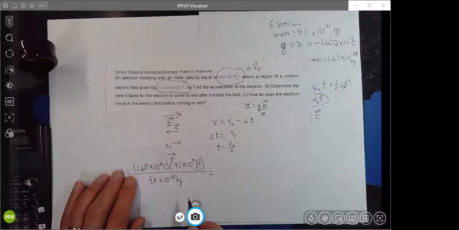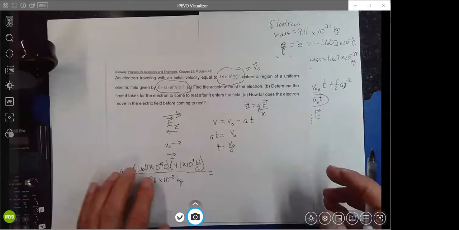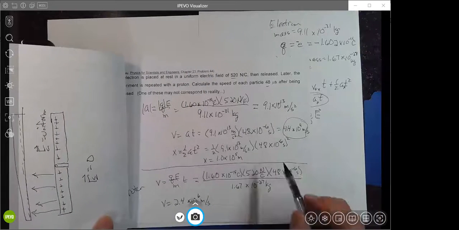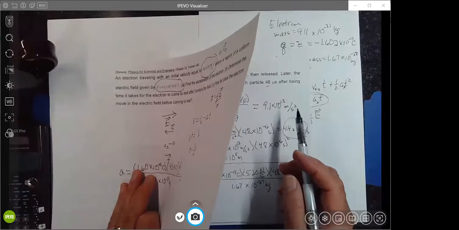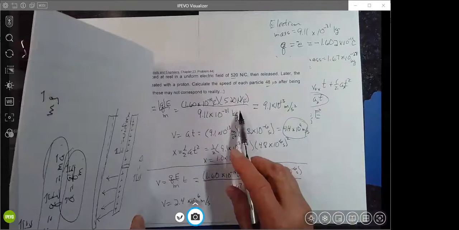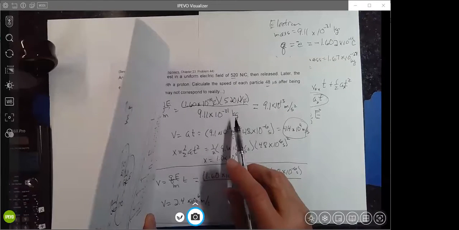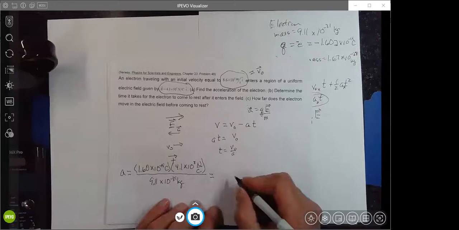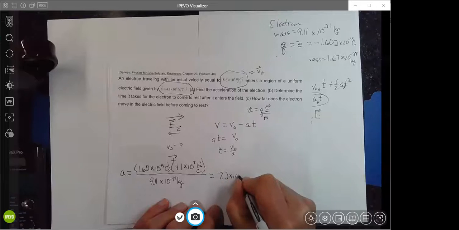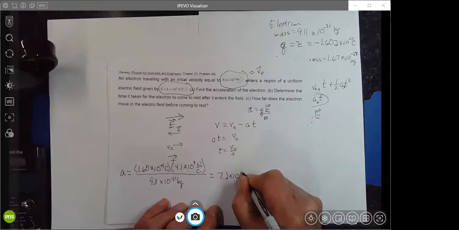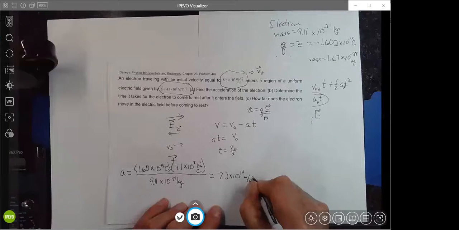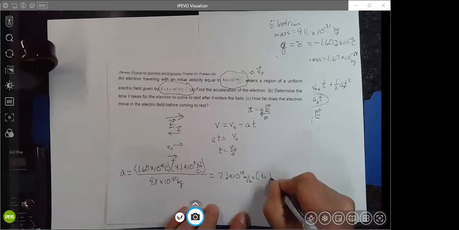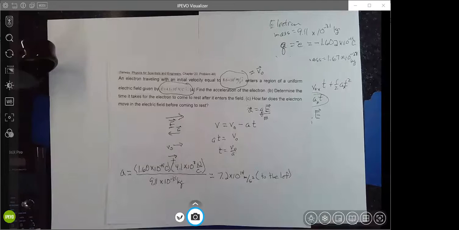Still get a larger acceleration than the other one. What's going on? Did I put a number in wrong? 1.6 times 10 to the minus 19th. That one was just 520. Oh, I'm getting a bigger acceleration because we have a stronger electric field. Never mind. I get about 7.2 times 10 to the 14th meters per second squared to the left is the direction of that.